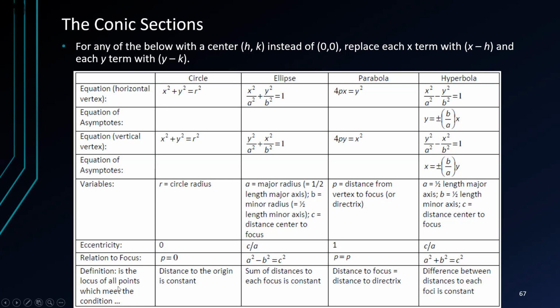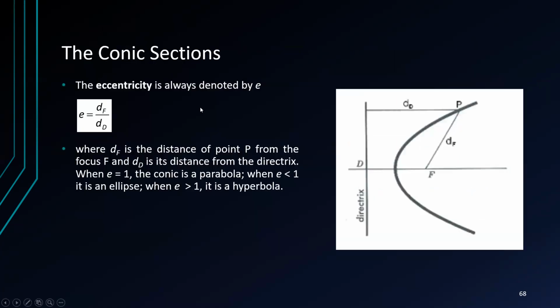Circle is the locus of all points which meet the condition: distance to the origin is constant. Ellipse, the sum of the distances to its foci is constant. Parabola, distance to focus is equal to distance to directrix. Hyperbola, the difference between distances to its foci is constant. Difference, while this one is the sum. So the eccentricity is always denoted by e is equal to d_f over d_d.